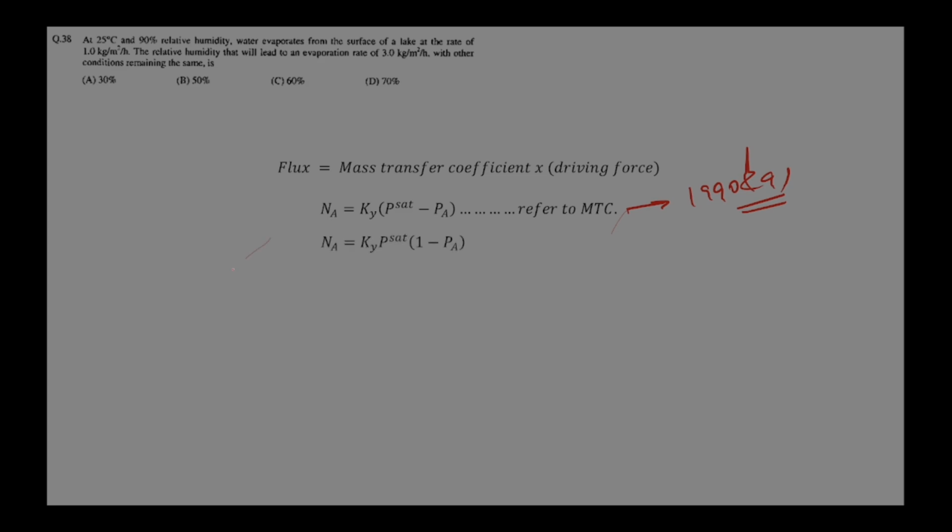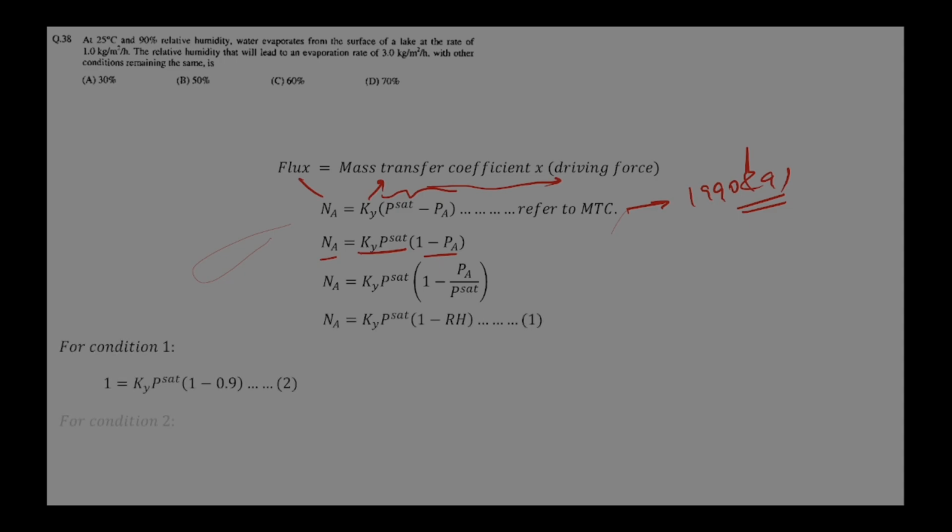Now, what we have done: N is equal to flux, mass transfer coefficient times driving force. So we have taken P_sat outside, and P_A upon P_sat will become the relative humidity. So this is the equation. For condition 1, everything is given. For condition 2, everything is given. Divide 2 by 3 and we will get this.